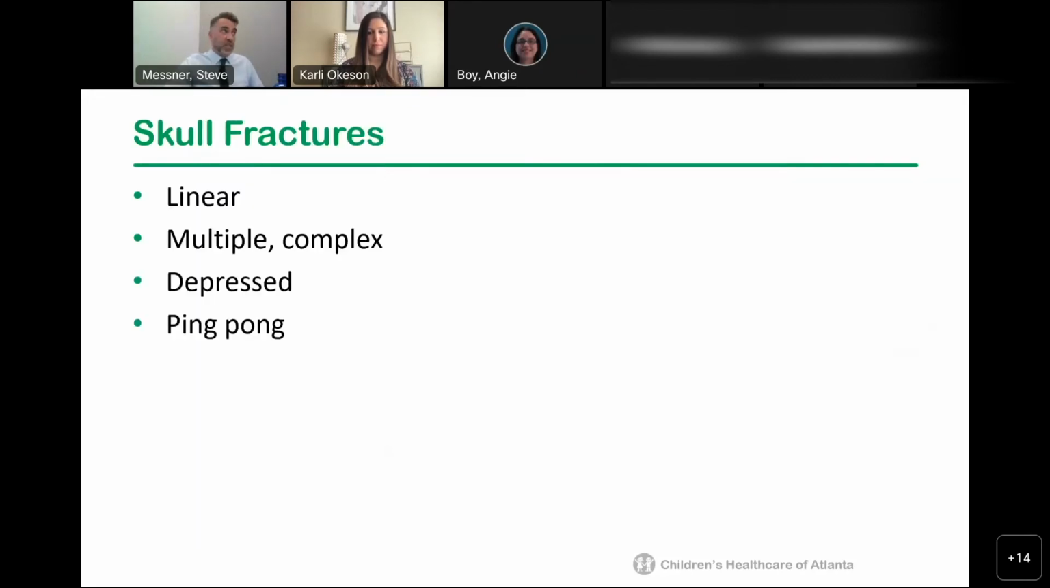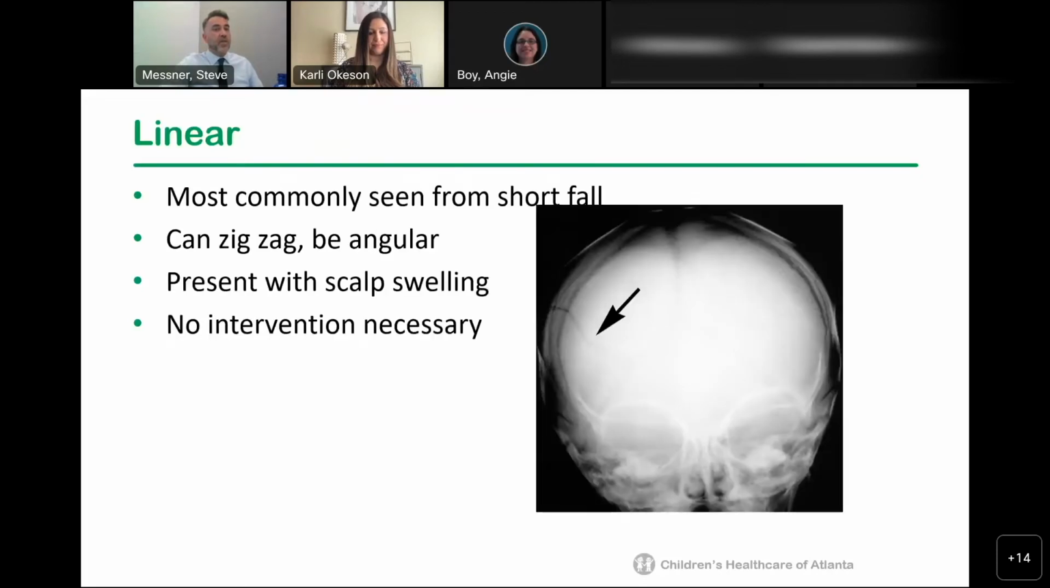In skull fractures, we see these all the time. This is in that common low specificity bucket of pediatric fractures. Not all skull fractures are the same. They come in different flavors, if you will. So linear, complex, depressed, and ping pong. Linear is the most common, and we can see this from a short fall, and we do see this from a short fall.